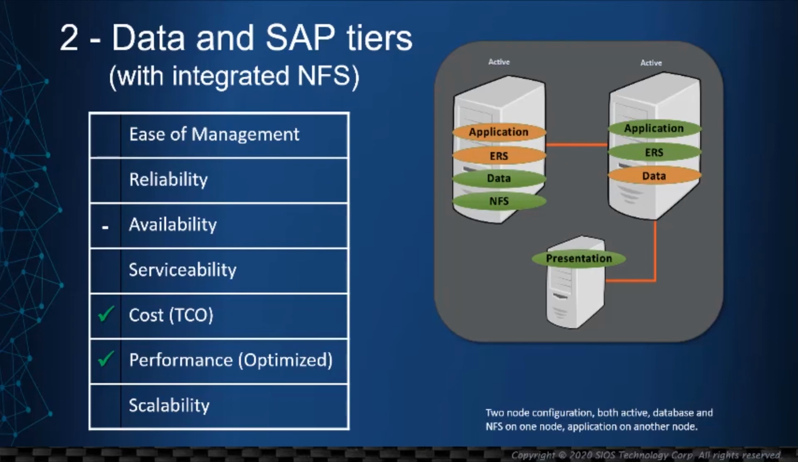Our costs are still very similar to the all-in-one architecture, as again we are only working with two nodes, and because we're now utilizing both nodes for active functions, we can potentially optimize each node based on the functions they are running.